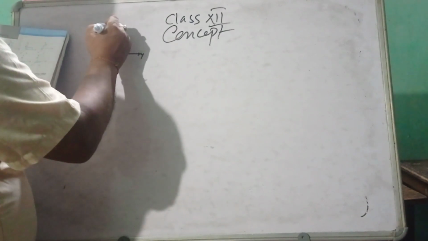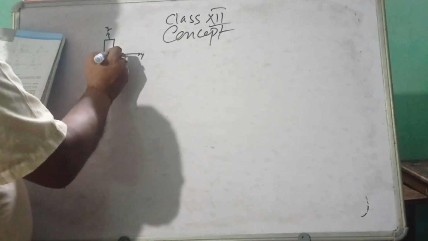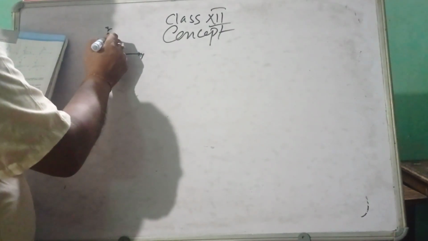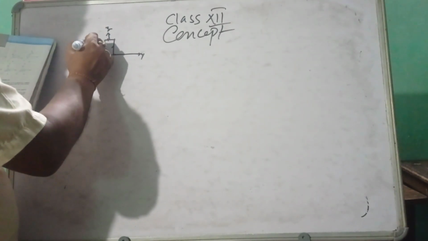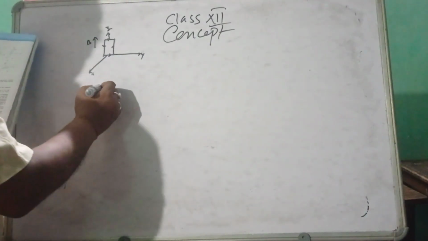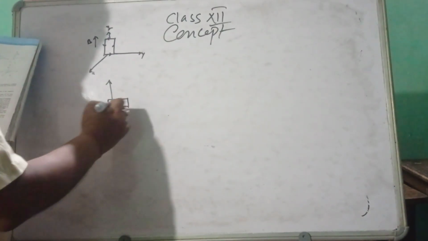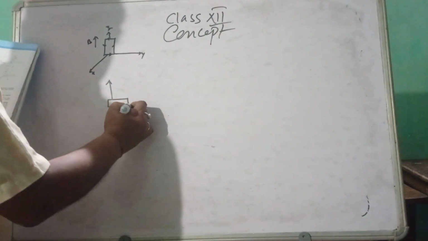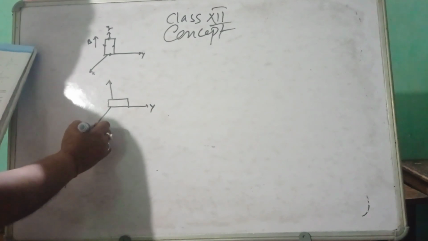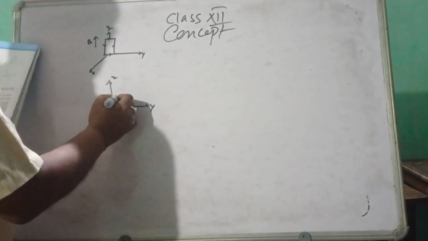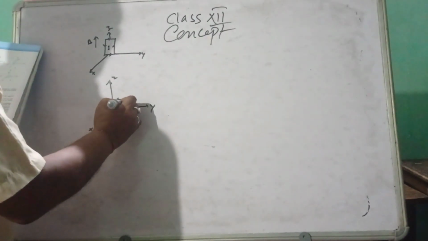This is Y, this is Z, and this is X, and current is flowing in anti-clockwise direction, and this is your magnetic field E. This is one case, and in another case, this is the loop where the current is flowing, and this is Y, this is X, and this is Z. The current I is flowing in anti-clockwise direction.